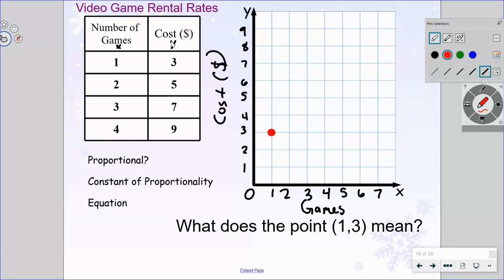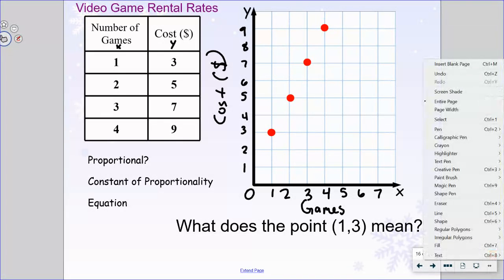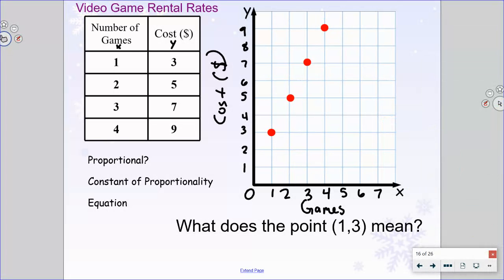1 game rented is $3, 2 games rented is $5, 3 games rented is $7, and 4 is $9. We're going to go ahead and extend a line through the points, making sure that it at least touches the y-axis. And Houston, we seem to have a problem. Not a problem. Maybe they charge a $1 deposit. I don't know. But is it proportional? No, because while it is a straight line, it is certainly not through the origin. As a non-proportional relationship, there is not a constant of proportionality, and we cannot yet write an equation for it, although some of you might know how to.